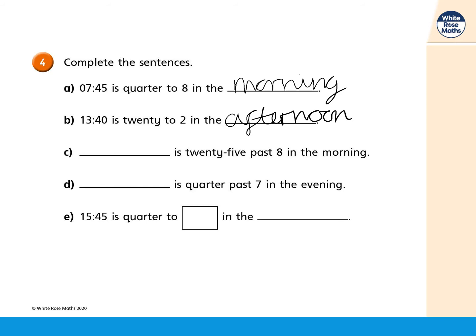Something is 25 past 8 in the morning. That'd be 0, 8, 25. Something is 7:15 in the evening. 7 plus 12 is 19, so it'd be 19. I know that a quarter is 15, so it'd be 19:15.